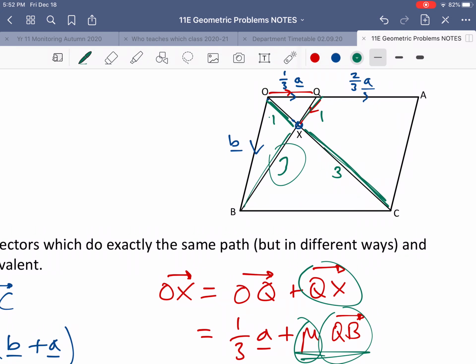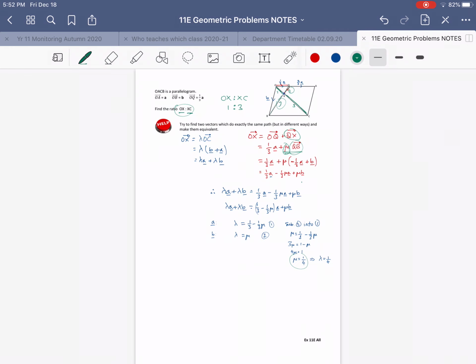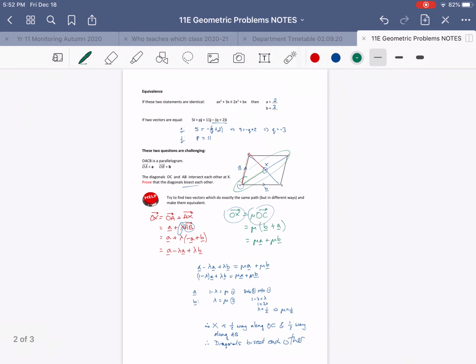But I don't need these two, because I'm only interested in the ratio of O to X to C. So I'm going to answer it over here. O to X to X to C, well, that's in the ratio 1 to 3. And there you go. That is exercise 11E.